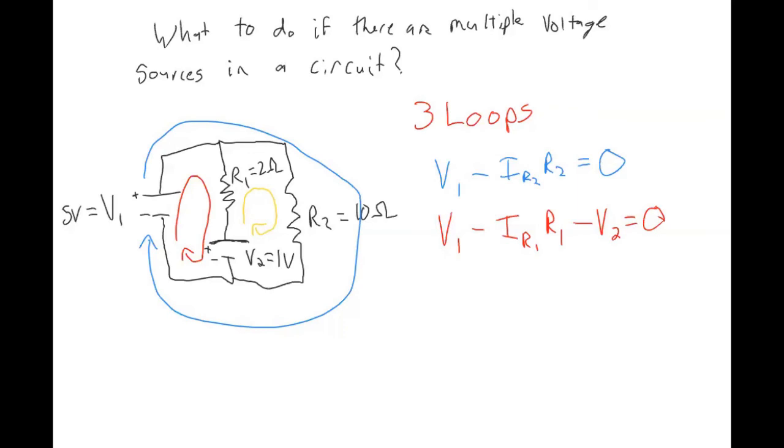And then the yellow loop, let's start at voltage V2. So that'll be positive because we're going from the negative to the positive terminal. Then we have the current flowing through R1 again. And then we go across resistor 2. So we have the current flowing through resistor 2 times the value of resistor 2.